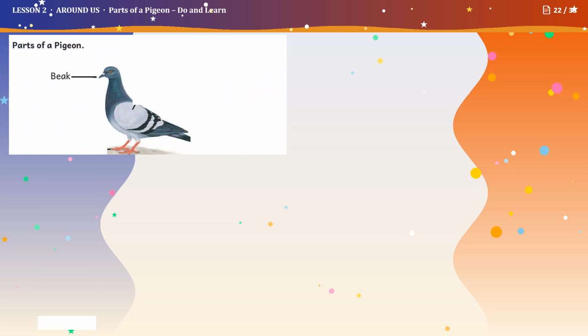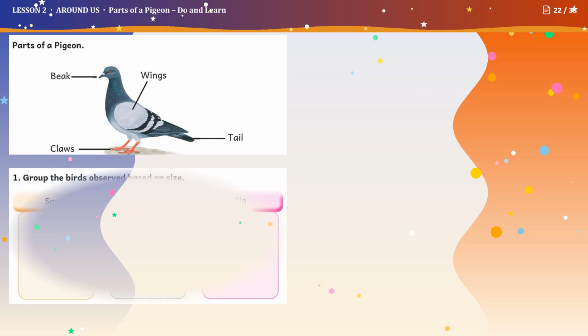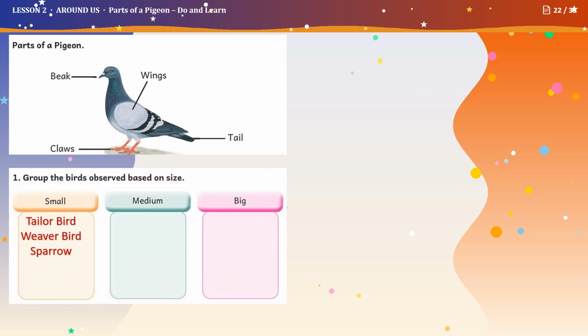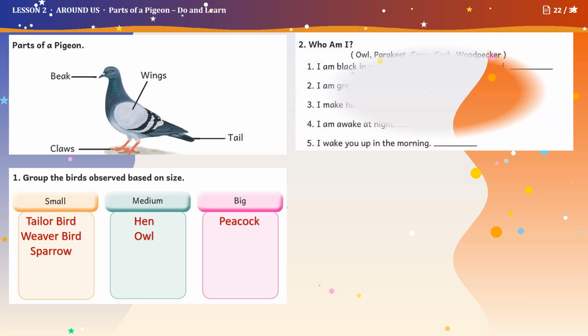Parts of a pigeon: beak, wings, claws, tail. Group the birds observed based on size. Small birds: tailorbird, weaverbird, sparrow. Medium: hen, owl. Big: peacock.